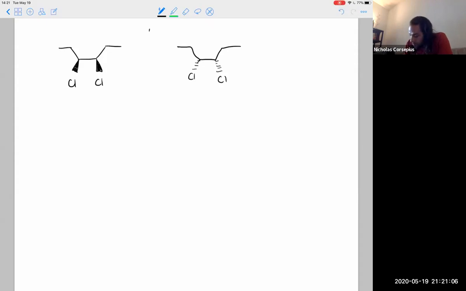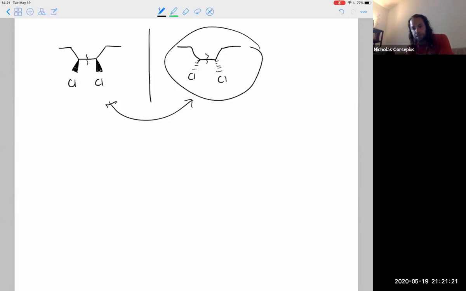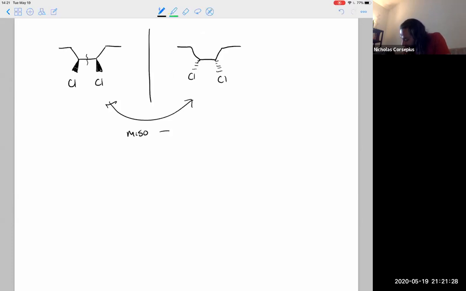These are mirror images, right? If I took a mirror and put it down there, I would get this reflection, but these are actually the same molecule. Because of the symmetry about this bond, if I picked up this whole thing and flipped it upside down, I would get this same molecule. So this is a meso because it has stereocenters.